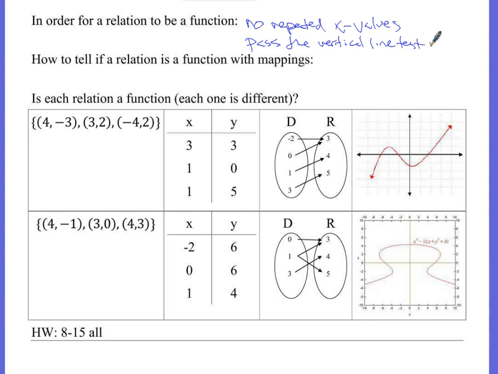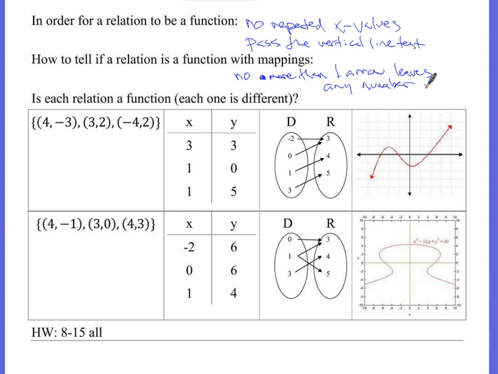How to tell if a relation is a function with mappings. If I don't have any repeated x values, then it's a function. But in a mapping, I don't see the repeats, I see arrows. So in a mapping, if it's a function, then no more than one arrow leaves any number. If I see more than one arrow coming out of a number in the domain, then it is not a function.